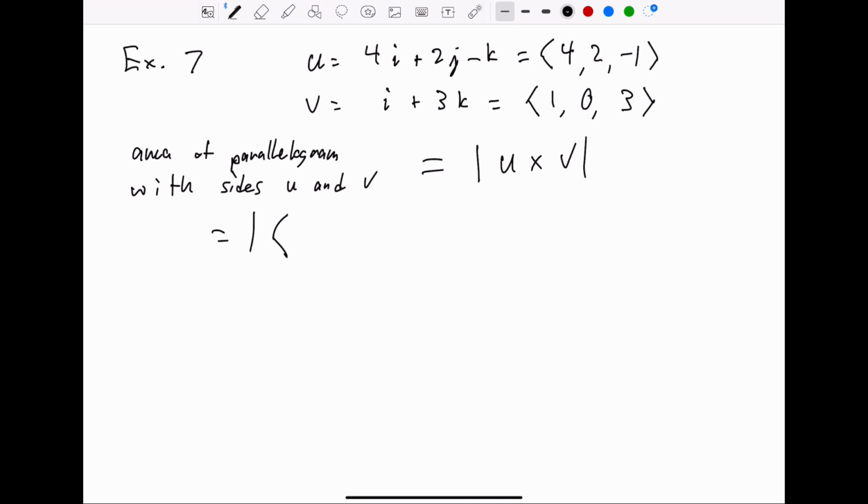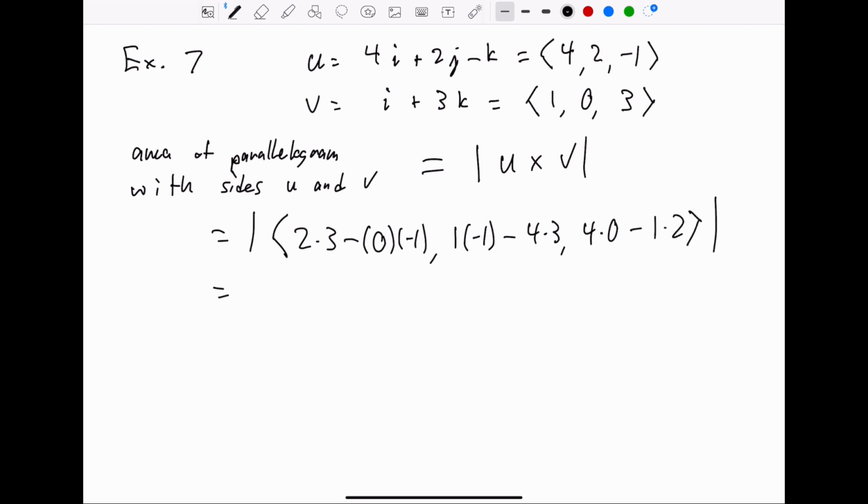Computing the cross product, we obtain 2 times 3 minus 0 times -1. Second component is 1 times -1 minus 4 times 3. And the third component is 4 times 0 minus 1 times 2. We're taking the magnitude of that vector, so let's simplify the vector and then find the magnitude. 2 times 3 minus 0 is 6. -1 minus 12 is -13. 4 times 0 is 0, minus 1 times 2, that's -2. So there's our cross product.